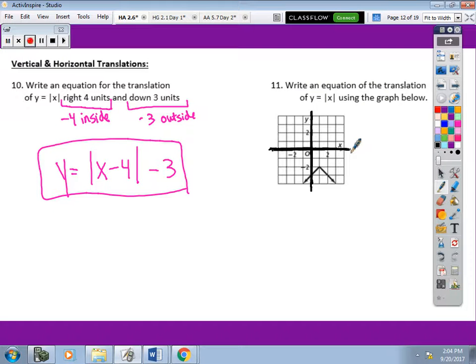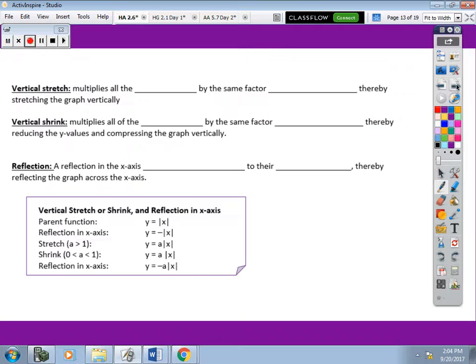Before we do this one, let's go to the vocab below. Do you see how this one's facing downward? We need to go over that word. That is talking about a reflection. What a reflection does is that it just flips the graph, basically, but it will change the y values to their opposites, thereby reflecting the graph across the x-axis downward.